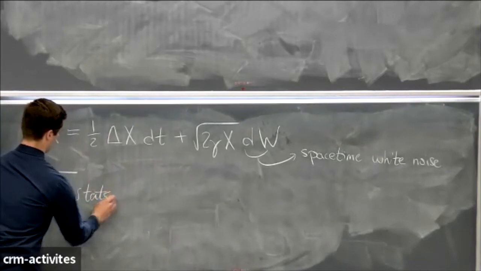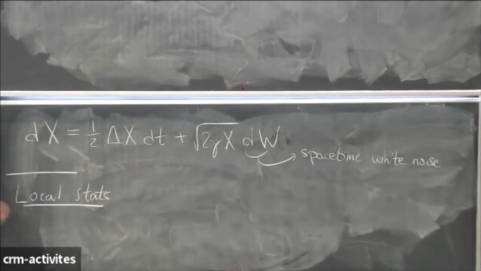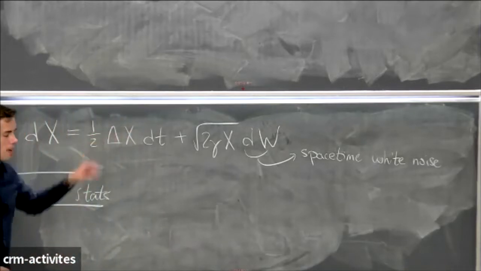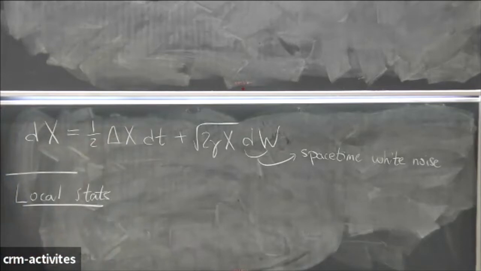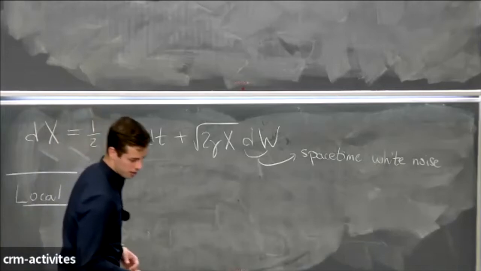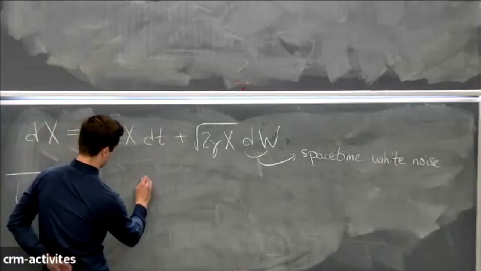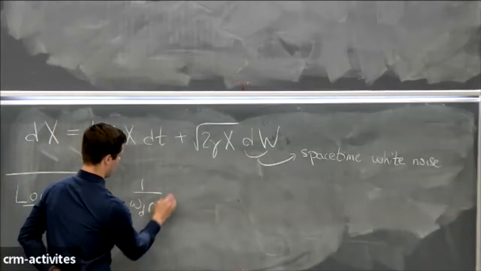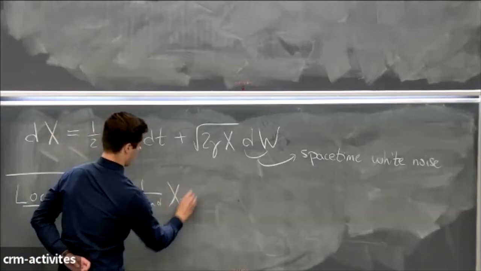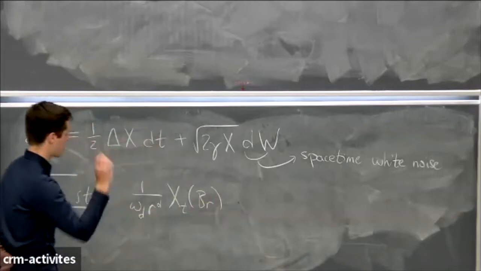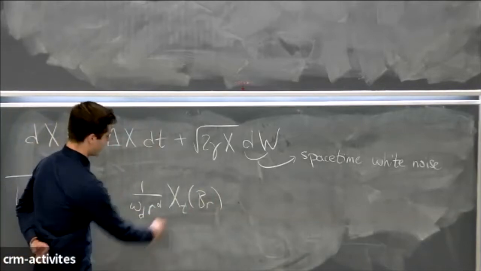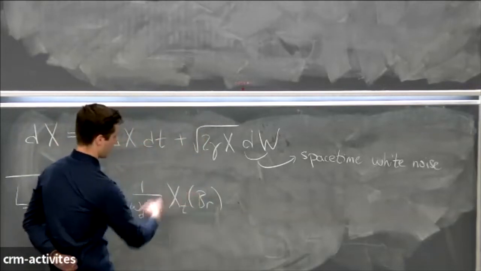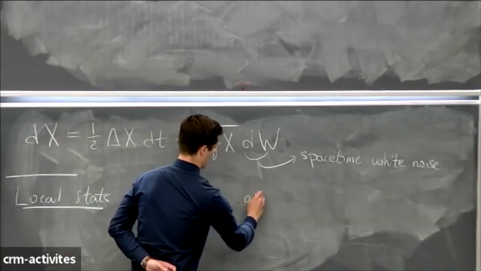I want to look at local stats. So what do I mean by this? Really what I'm interested in is the amount of mass that this random measure places on a small ball. And I'll normalize that with respect to Lebesgue measure. So I would like to understand the behavior of the measure of, say, the ball centered at the origin. It's spatially stationary, so the origin isn't particularly important here. I've normalized it by the Lebesgue measure of this ball, and I would like to understand the limit of this thing as r tends to 0.